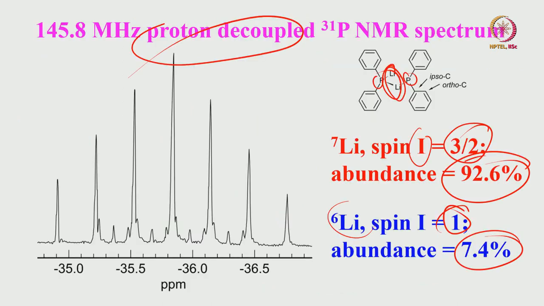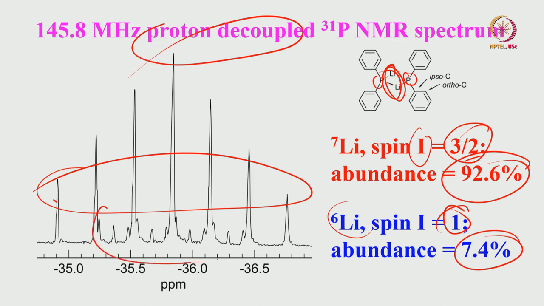See here, 1-2-3-4-3-2-1. This is the 7-line pattern coming because of coupling of both the lithiums to phosphorus, when both the lithiums are in the lithium 7 spin state. Then you get this one. Then what about these small lines? So, we could explain the strong intensity, big peaks, the 7 lines with the 1-2-3-4-3-2-1 intensity pattern, when phosphorus is coupled to both the lithiums in the 3/2 state.